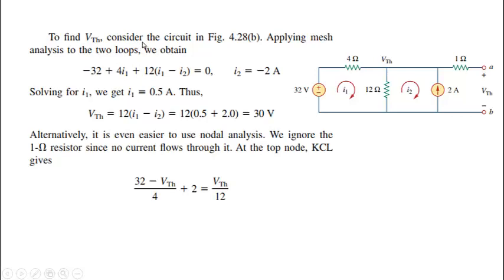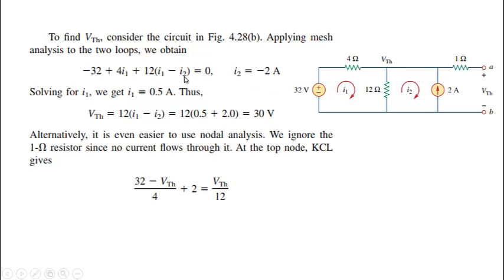To find VTH, consider the circuit of this. Applying mesh analysis to the two loops, it will be 32 minus 32 plus 4 times I1 plus 12 times (I1 minus I2) is equal to 0. That is this, by simply solving. And here this I2 will be equal to minus 2 amperes. Because this 2 ampere source is a constant value, since we assume this to be I2, it should be equal to minus 2 amperes.